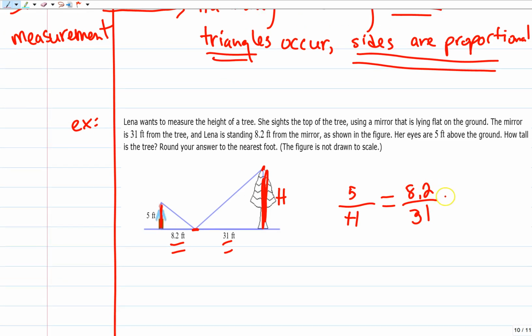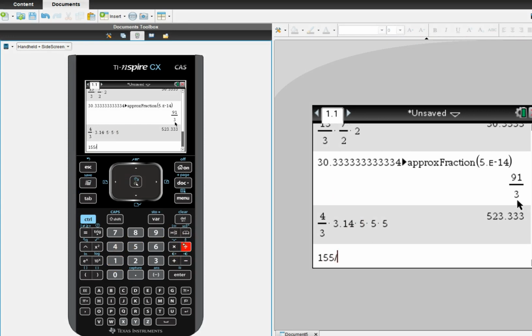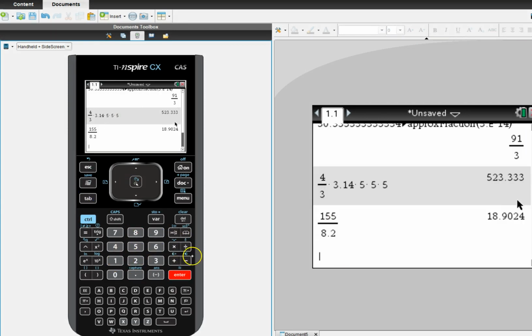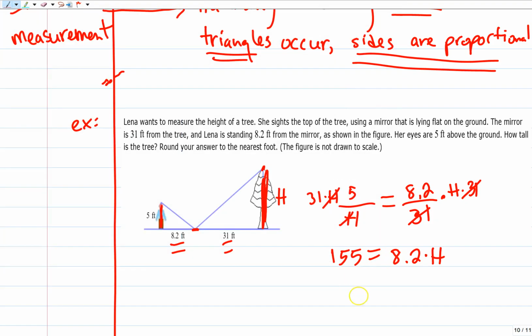I'm going to multiply both sides by both an h and a 31 to cancel out these fractions. So 31 times 5, how about 155, is equal to 8.2 times h. I can now solve for the height of the tree. 155 divided by 8.2. It's about 18.9 feet tall.